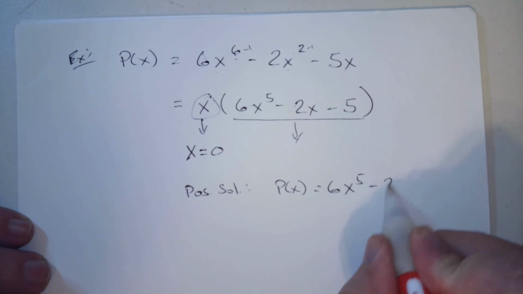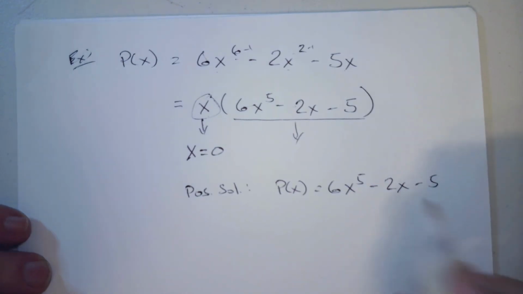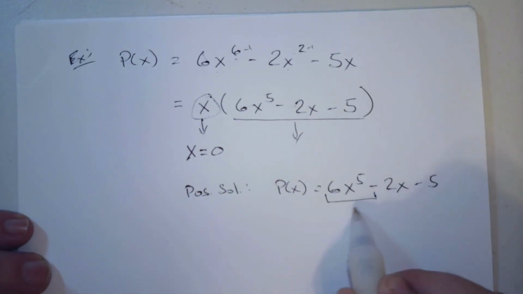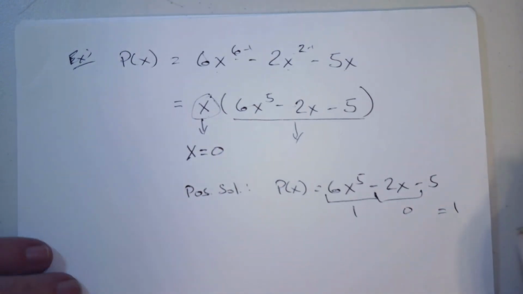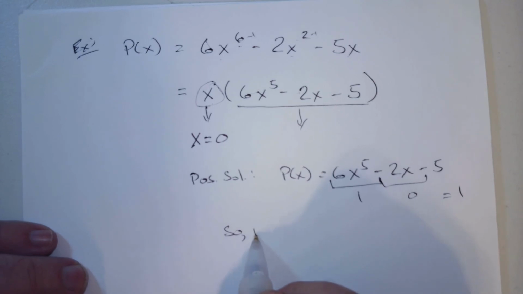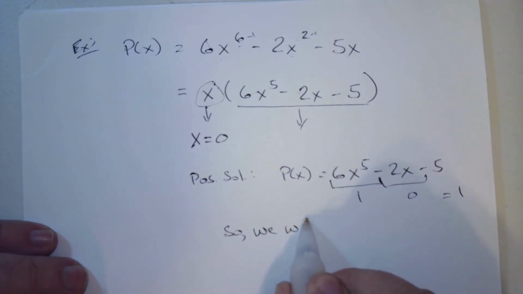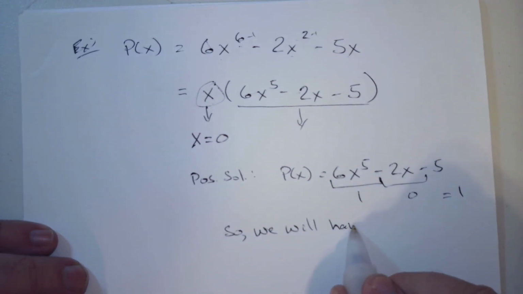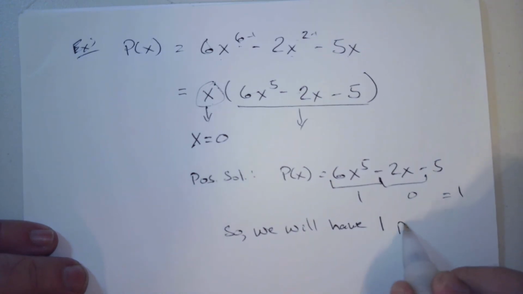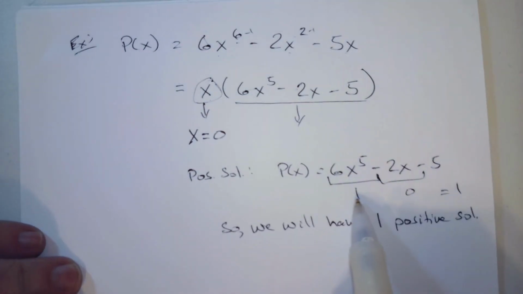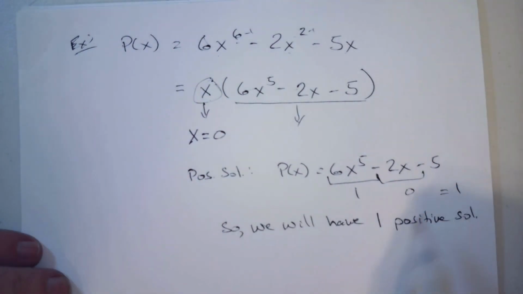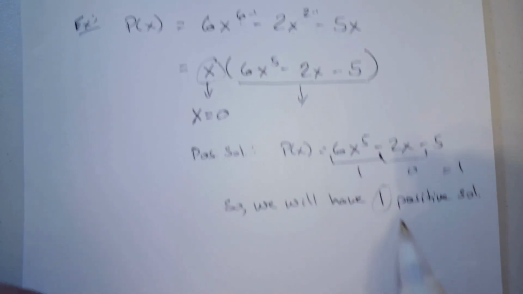6x to the 5th minus 2x minus 5. So positive to negative, that's 1. Negative to negative, 0. We will have one positive solution. Remember, if it's 1, it can't go down any further, so we'll have one definite positive solution.